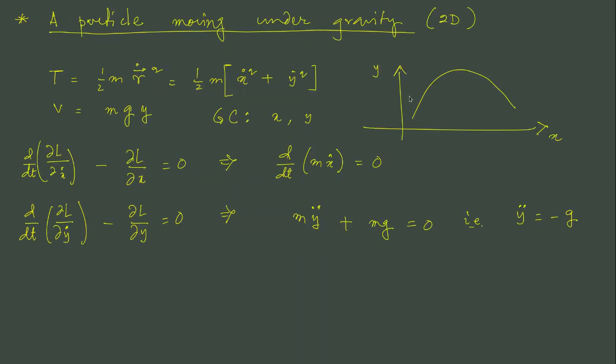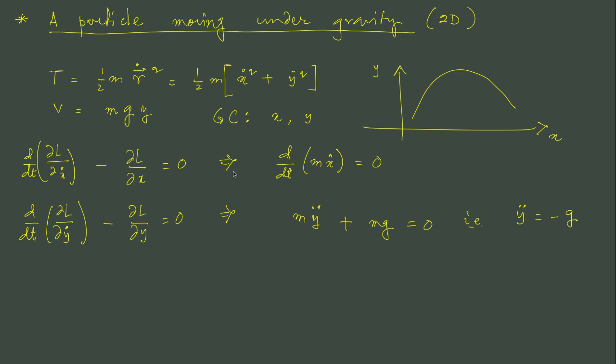But then a free particle is too simple an example. Let's make it slightly complicated. Let's consider a particle which is moving in this plane under gravity. So it's a 2D problem, not a 3D problem yet. So the kinetic energy is half m r dot square, which is nothing but x dot square plus y dot square. And the potential, because it has height, is mgy. As generalized coordinates we choose x and y because there are no other constraints here, so we are free to choose this.